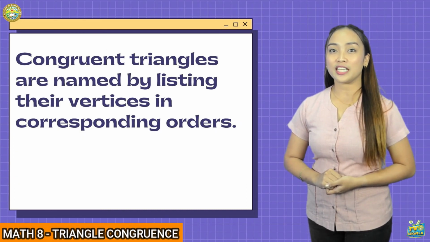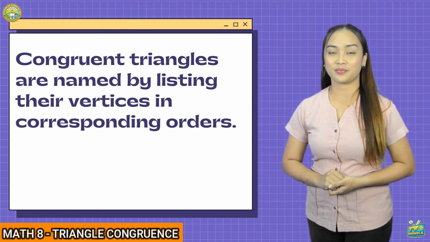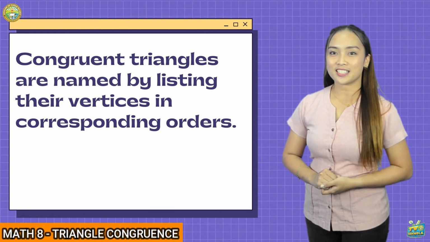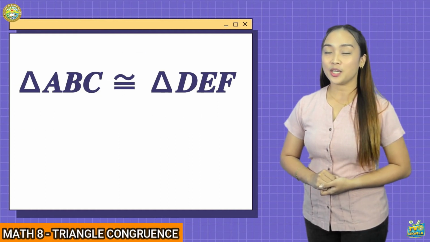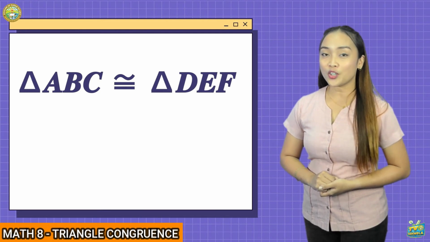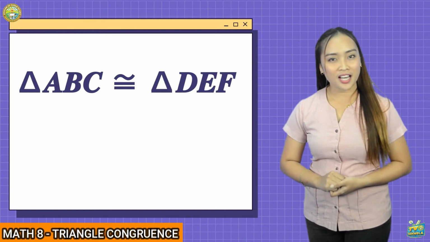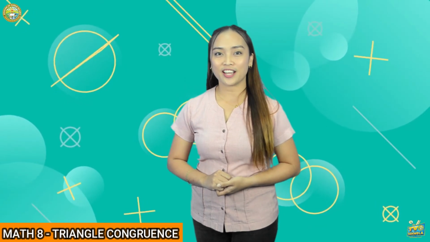Congruent triangles are named by listing their vertices in corresponding order. Since all the statements are true, the corresponding sides and angles are congruent. Thus, triangle ABC is congruent to triangle DEF. So, it must be in order. So that's how we define and determine triangle congruence through its corresponding sides and angles.